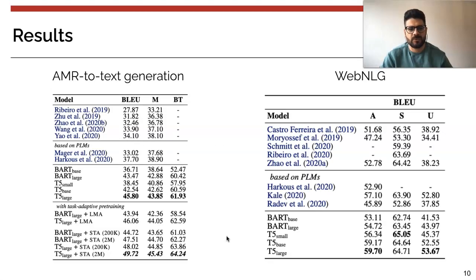Here we have results for AMR and WebNLG. Because of the time we omit results for AGENDA, but you can check it in the paper. First note that BART and T5 have very strong performance compared to previous work that uses autoregressive models like GPT-2. Also note that our task adaptive pre-training further improves in different metrics like BLEU, METEOR, and BLEURT. For WebNLG, we see similar trends.